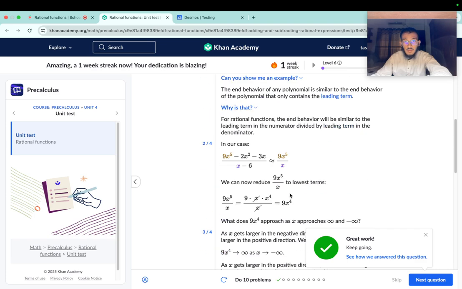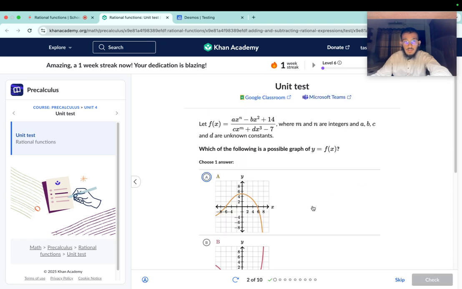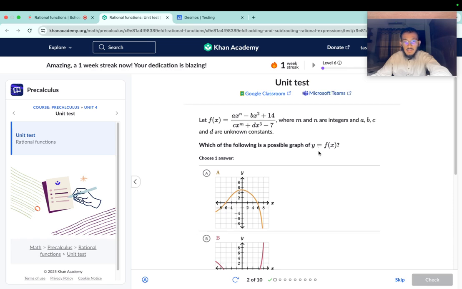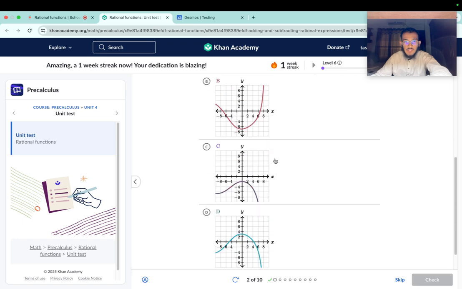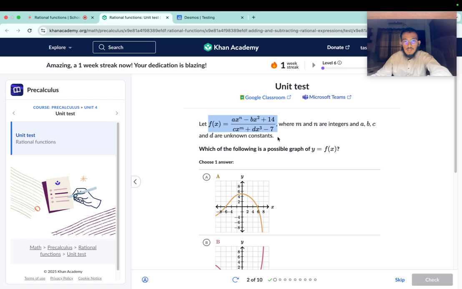So there we go. This is how it is. For the next function, we have x to the power n and x to the power m, where m and n are integers, and a, b, c are unknown constants. We don't know any of this, but we know a constant, 14 and negative 7. Which of the following is a possible graph of y equals f(x)? So how can we know what that is? Just by seeing the constants.